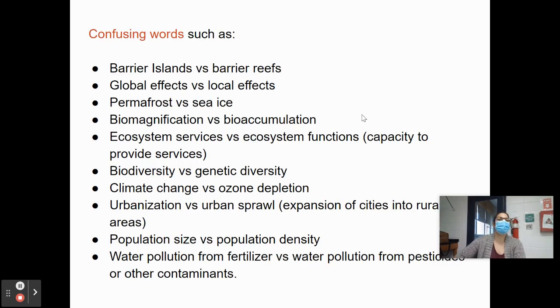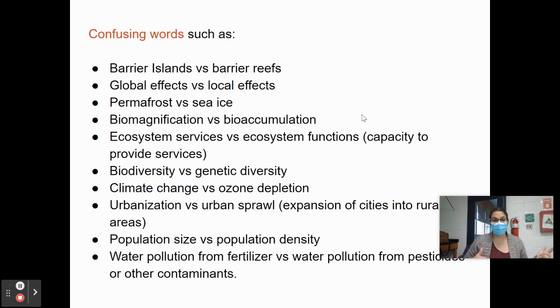All right, so here are confusing words. Confusing something like a barrier island versus a barrier reef. A barrier reef is a coral reef. A barrier island is like Island Beach State Park. Global versus local effects. Permafrost versus sea ice. Sea ice is literally the Arctic. It's floating over the ocean, whereas permafrost is the frozen soil.